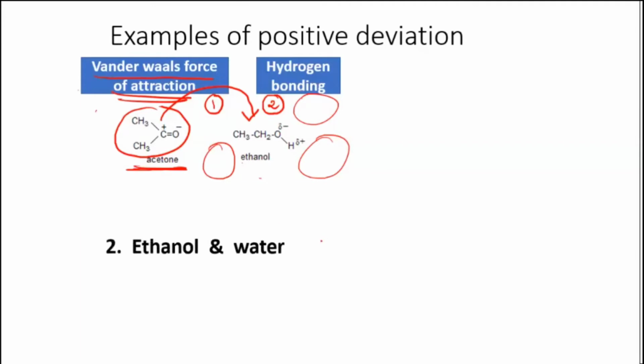Same thing with the ethanol and water also. But bonding is almost similar here. Ethanol has hydrogen bonding and water also has hydrogen bonding. But in the water, the number of hydrogen bonding is greater compared to ethanol.